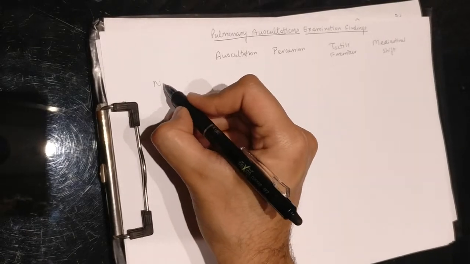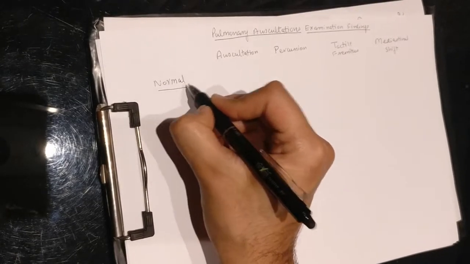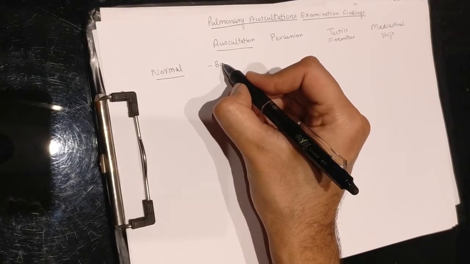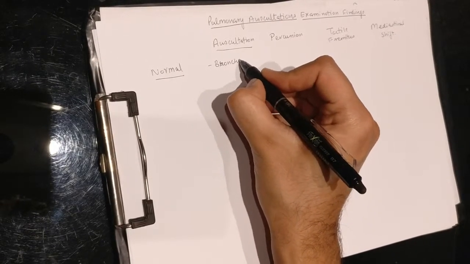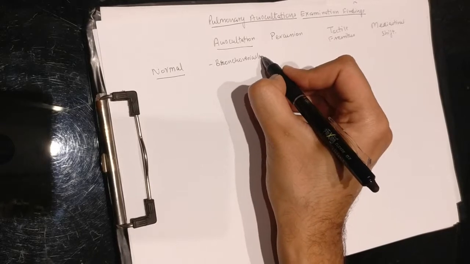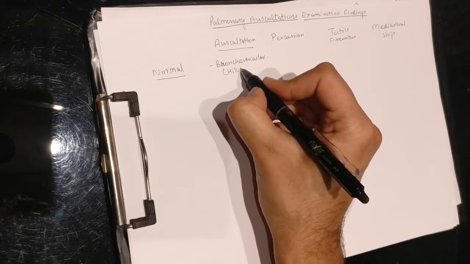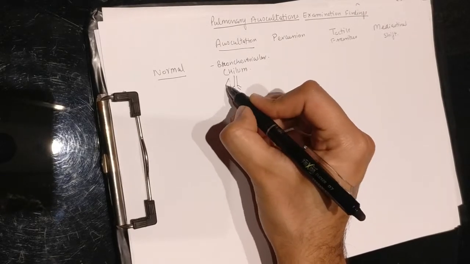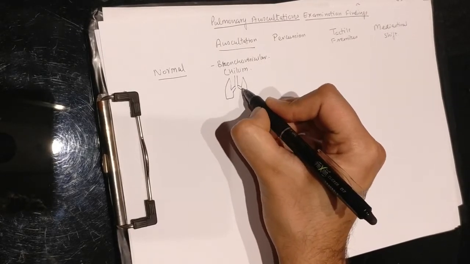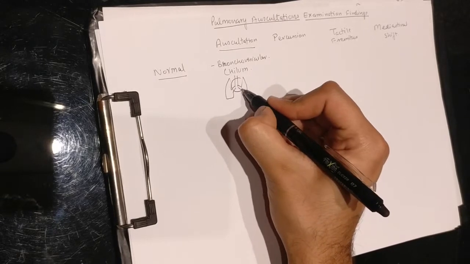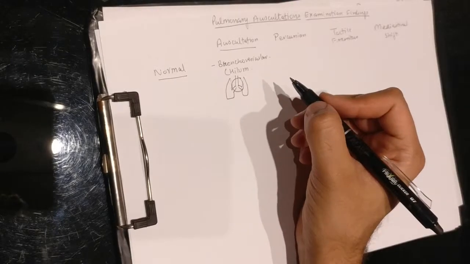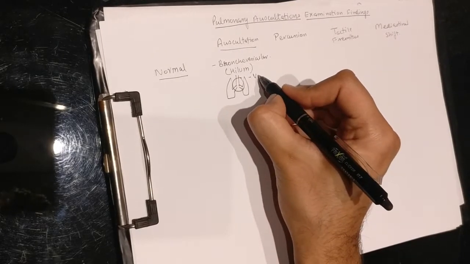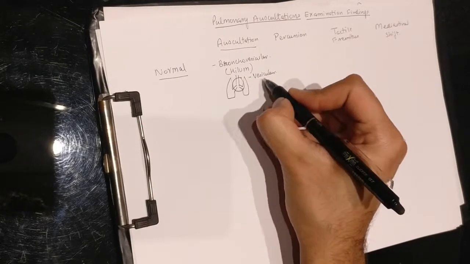Let's see what we get in a normal chest. In the normal chest, the auscultation heard is usually bronchovesicular near the hilum. Now basically, if this is the bronchus and these are the lungs, so here we will hear bronchovesicular sounds. This is the hilum, and vesicular sounds are heard in the periphery.